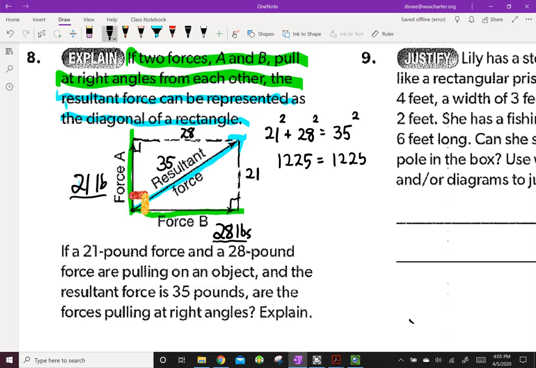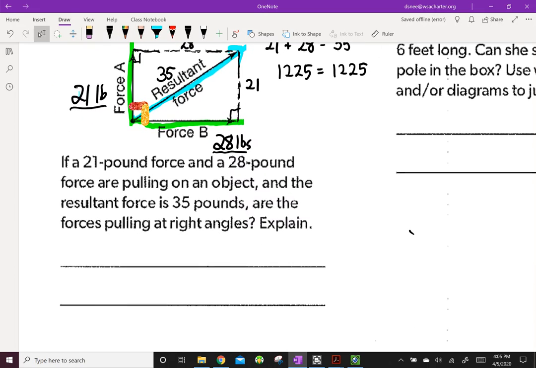And if we type all of these numbers into our calculator, 21 to the second power plus 28 to the second power, we get 1,225, and 35 to the second power is 1,225. And because that is equal to 35 squared, the forces are pulling at right angles.